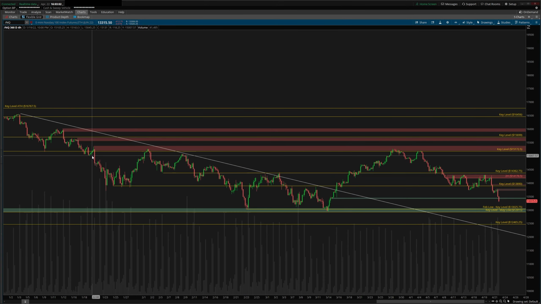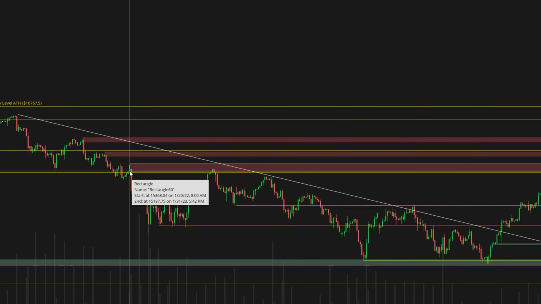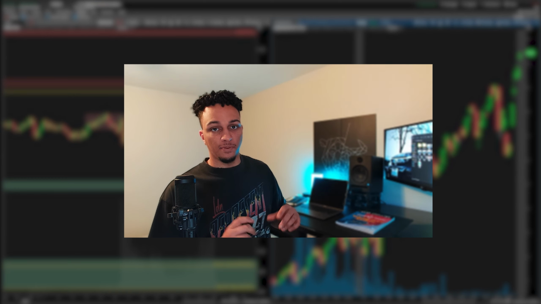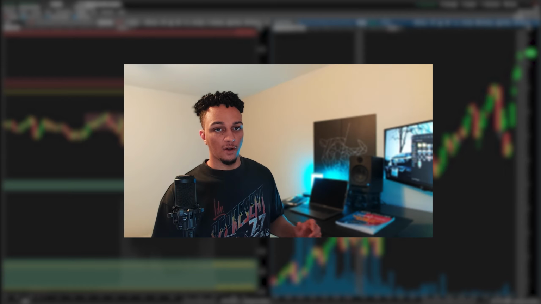So look at this right here. On January 20th, you had this little sideways price action. And by the way, we're on the 4-hour time frame. And supply and demand is found at any time frame. As long as you have an area of consolidation followed by a move upwards or downwards, it counts as supply and demand.